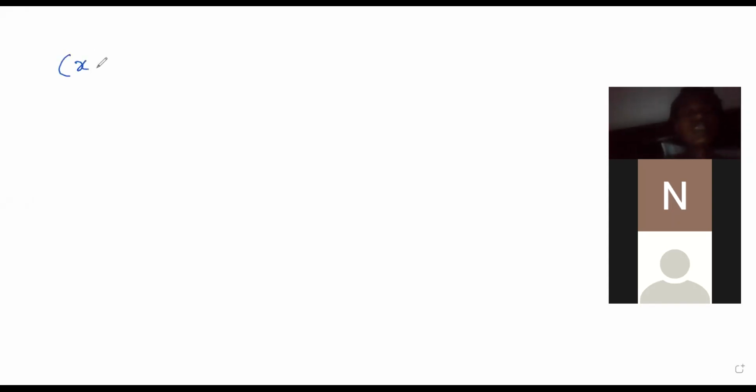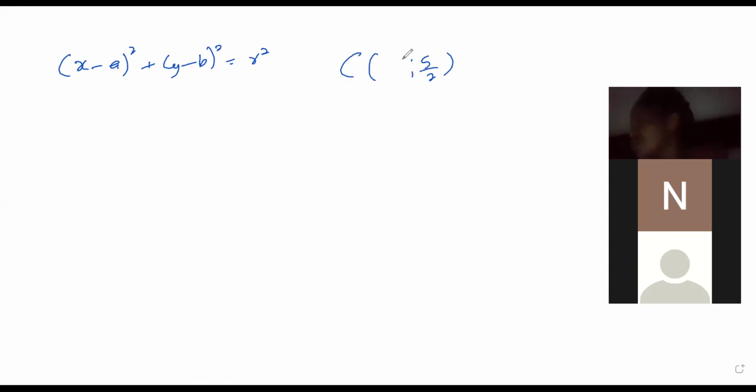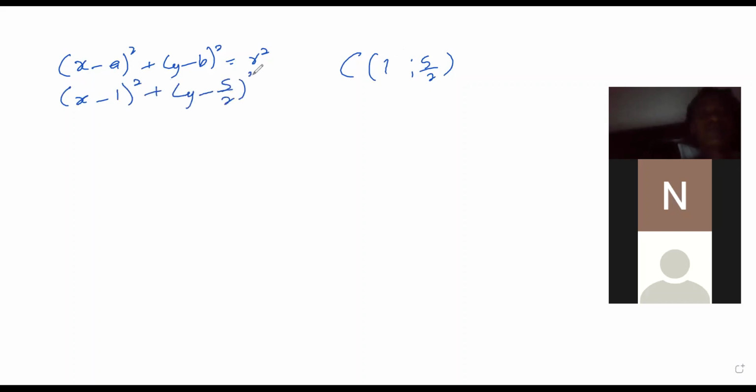But the equation of the circle is (x minus a) squared plus (y minus b) squared, which is r squared. We had the center, which was C, and C was what? 1 and 5 over 2. That was C. So we've got (x minus 1) squared plus (y minus 5 over 2) squared is equal to r squared. Okay, then we need to find r.